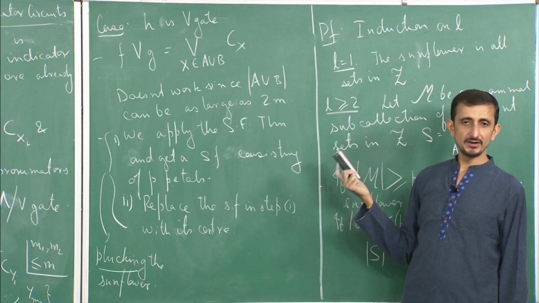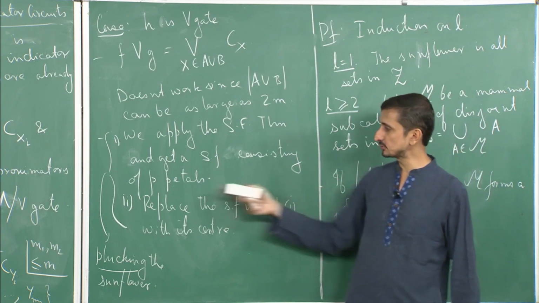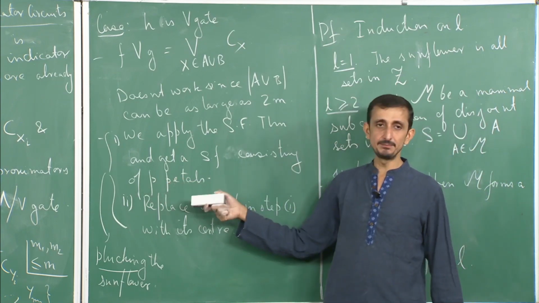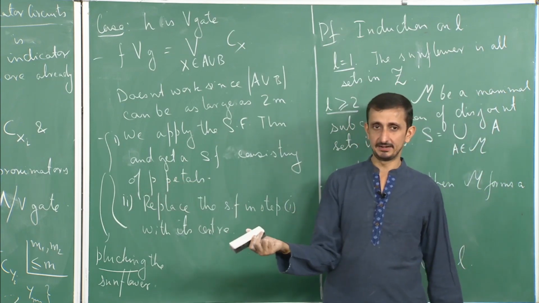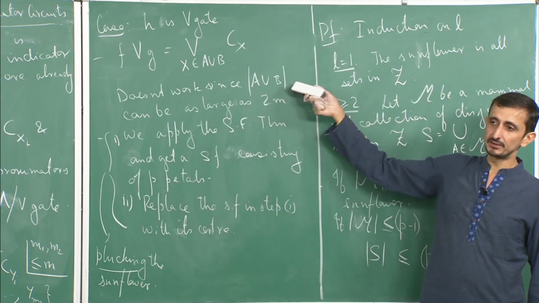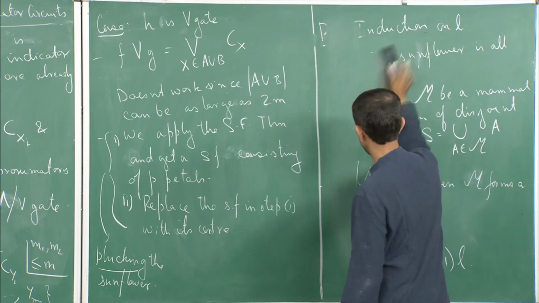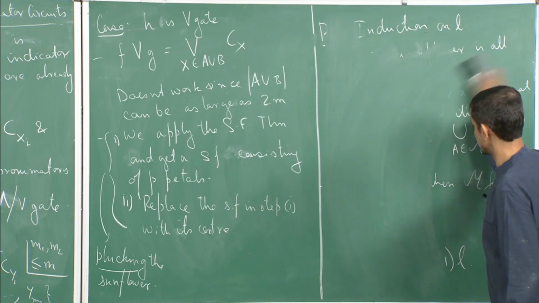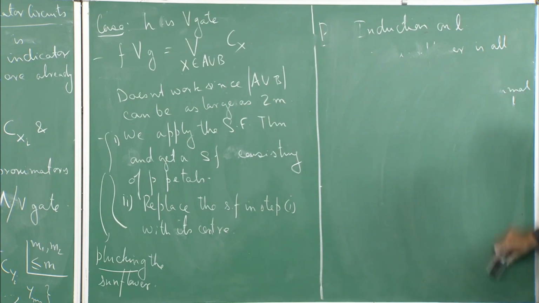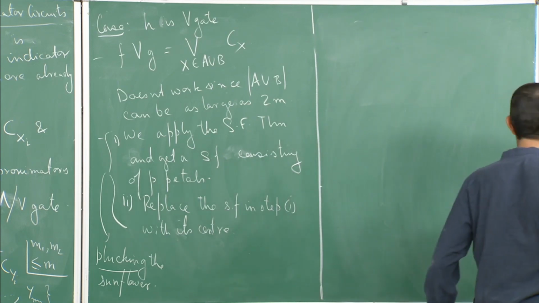Now, the question is, what does this do to the size of A union B? From A union B, I have removed all these p petals and I have added just one set. So, I have removed p sets and added one set. So, it reduces the size of A union B by p minus 1, correct. So, how many times do I need to do this to bring it down to below m?